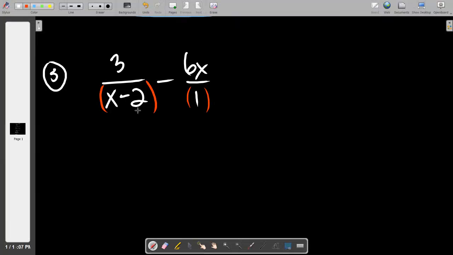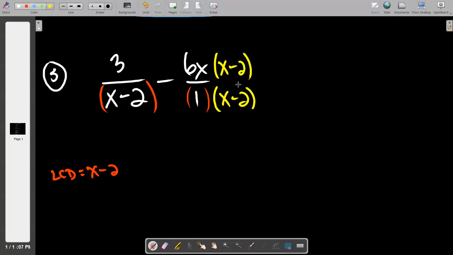So I look at the two fractions, and if my LCD is just x minus 2, then I say, first fraction, what do you need? And he says, nothing, I'm good. Move on to the next guy. Second fraction, what does he need? He needs to be multiplied on the bottom and on the top by x minus 2. And now we do the math.